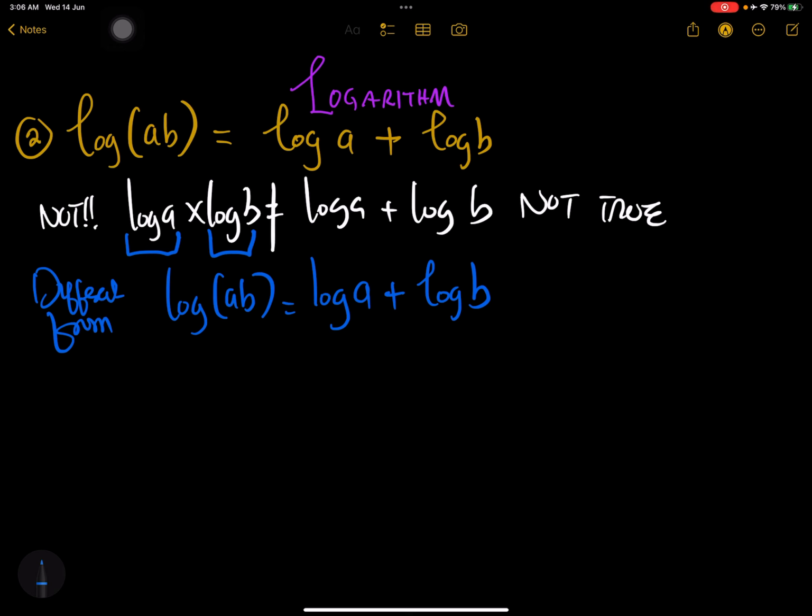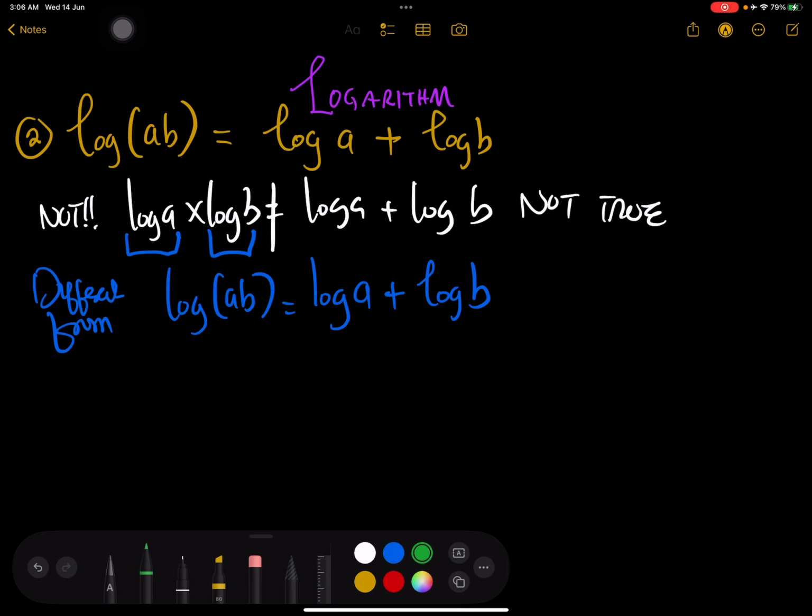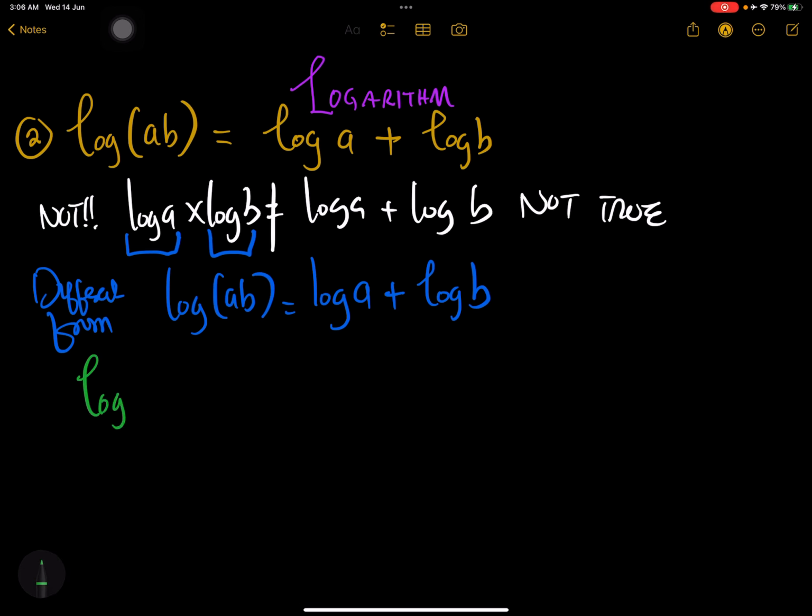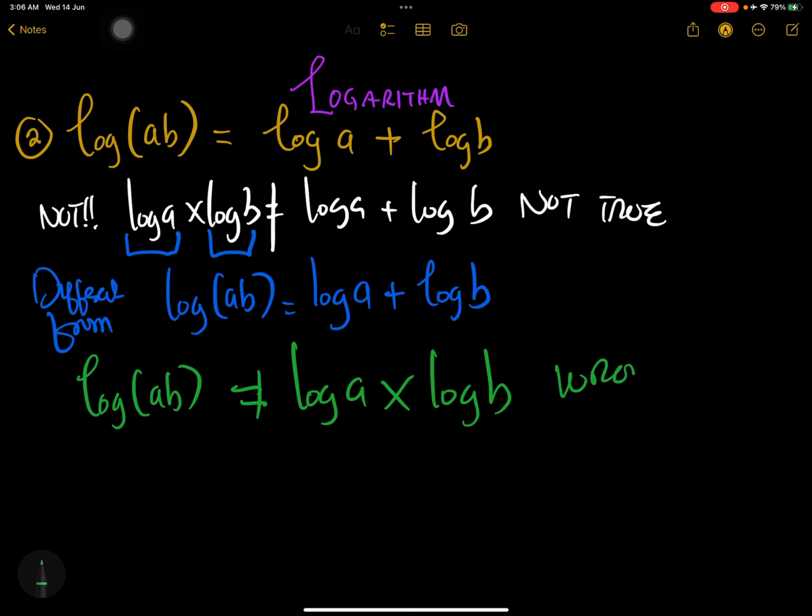Log of AB is the same as log A plus log B. Also, let's be careful. Log of AB is not the same as log A times log B. It's wrong. Please, let's be mindful of that.